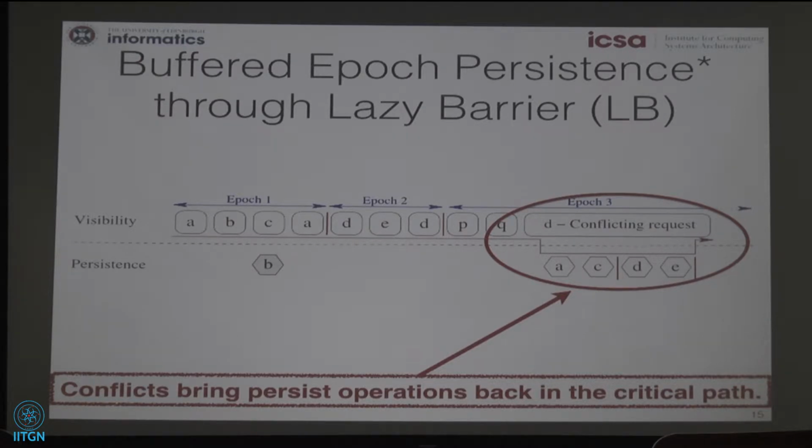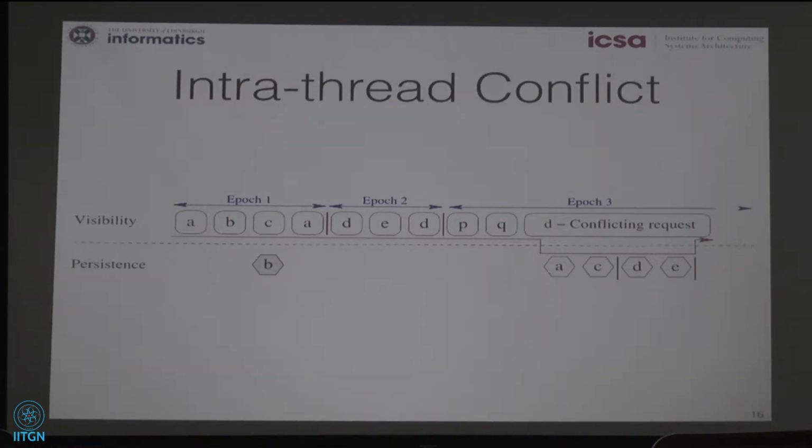The hypothesis with buffered models was that since you have it buffered and you can enforce this ordering in the background, you will not have these happening in the critical path and your program performance will improve. But because of these conflicts, persist operations come back in the critical path of program execution. So what we saw here is what is known as an intra-thread conflict. Here I'm showing epochs belonging to a single thread. I have not looked at a multi-threading example as yet.